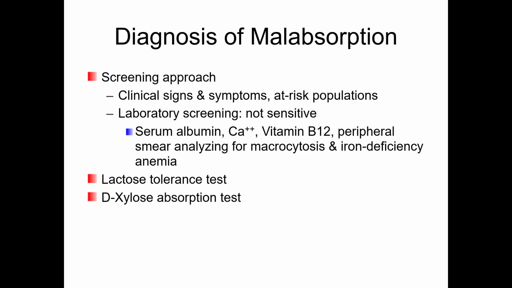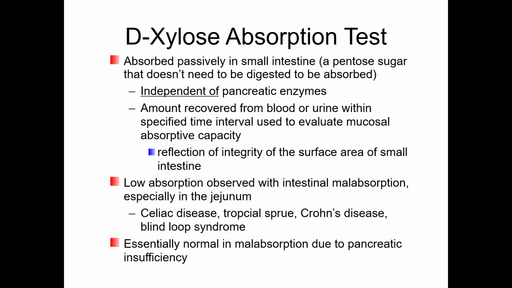The screening approach for the diagnosis of malabsorption: clinical signs and symptoms in at-risk populations. Laboratory screening is not sensitive, but we can use serum albumin, calcium, vitamin B12, peripheral smear analyzing for macrocytosis and iron deficiency anemia, the lactose tolerance test, and the D-xylose absorption test.